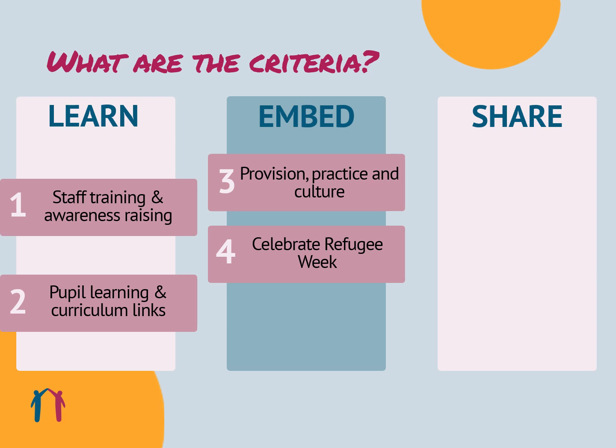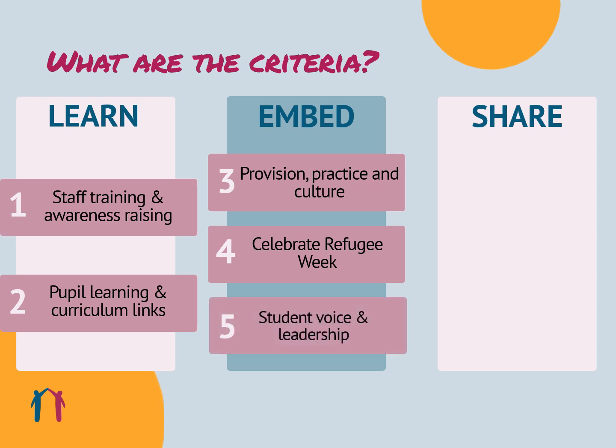For Criterion 4, we want to see how your school recognises Refugee Week each year and uses this to strengthen relationships with the wider sanctuary network, connect to the movement of welcome, and stand in solidarity with people seeking safety. You might also want to look at other relevant annual celebrations like International Migrants Day.